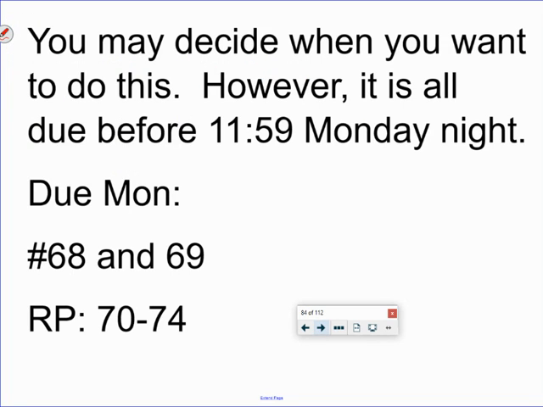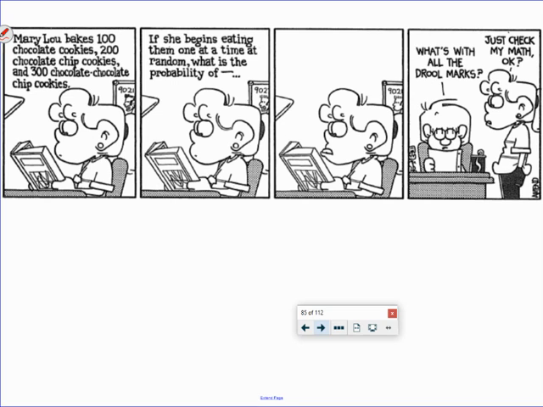You decide when you want to do all of this. However, it is all due before 11:59 p.m. Monday night. What do you have to do? Problems 2-68 and 2-69, and then the review and preview problems 2-70 through 2-74. It is your call when you want to get it done, but I do expect to see that graph, and I do expect it to look good. That is your task tonight, and it is also your work for Monday. There is no additional work coming your way on Monday.